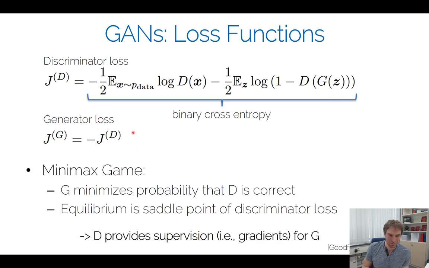So we're playing a little game. We're having this minimax game. So G minimizes the probability that D is correct. We want to make sure that our generator tries to fool the discriminator. And equilibrium is essentially the saddle point, right? There's no convergence in this case. There's nothing like it says, oh, now I fooled the discriminator, but then I can train the discriminator again, and it's going to say, oh, now I know it again. And these two things mutually get better by helping each other to get better.